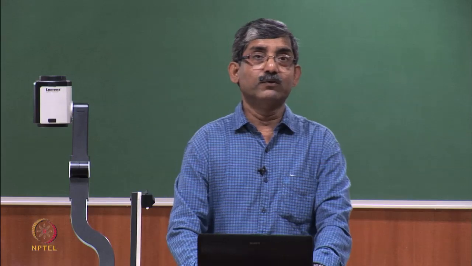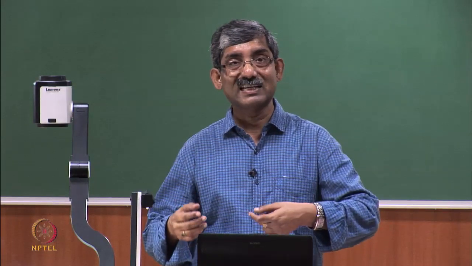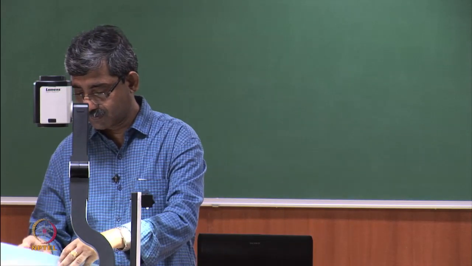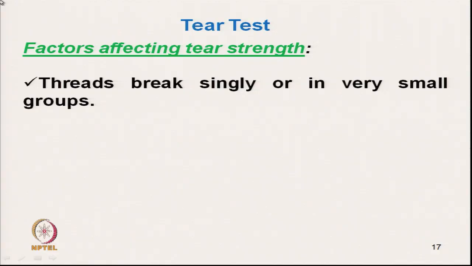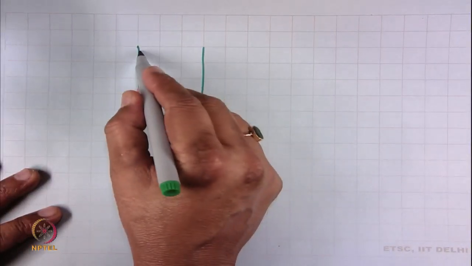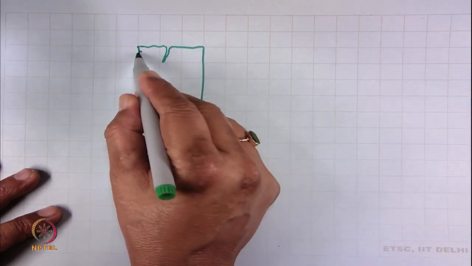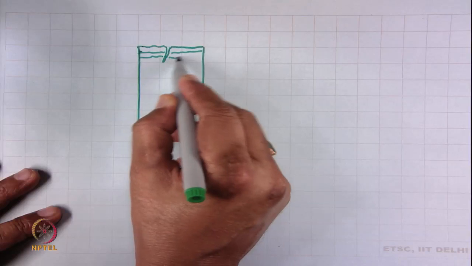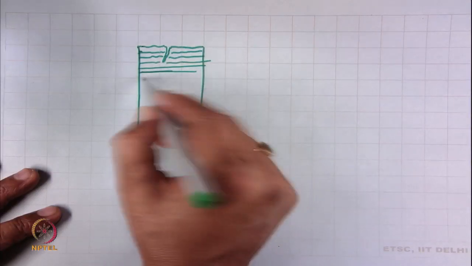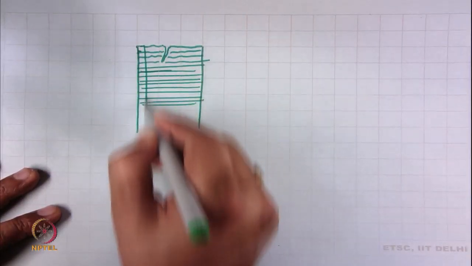If we see the fabric tearing, it tears either singly, single yarn one by one. This is important here. So if we are talking about say a woven fabric, and at this point tearing started. Now these yarns are broken. Now there is a sharp object which cuts this fabric. This is the weft and these are the warp yarns.